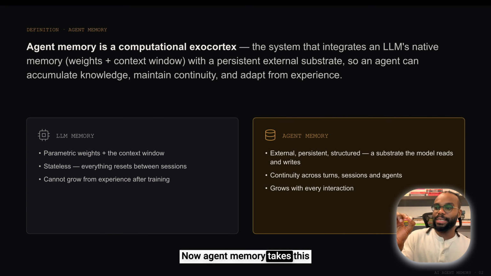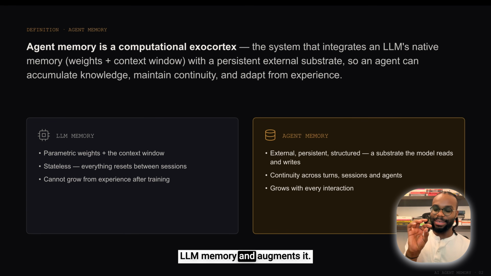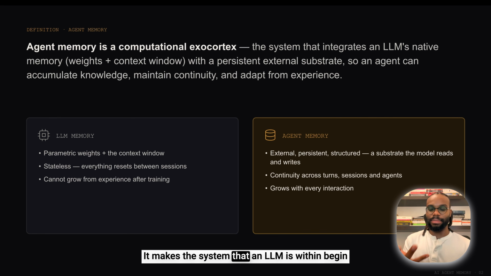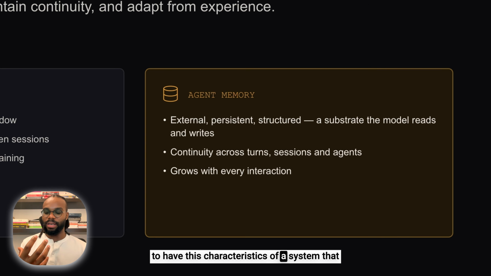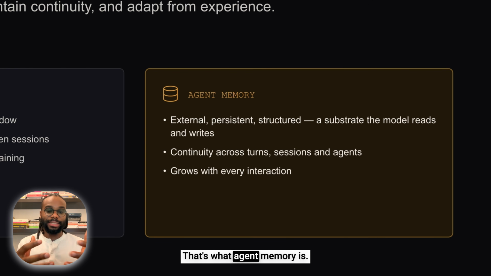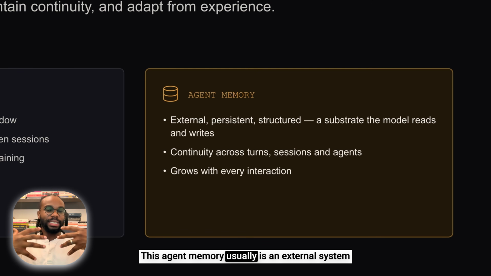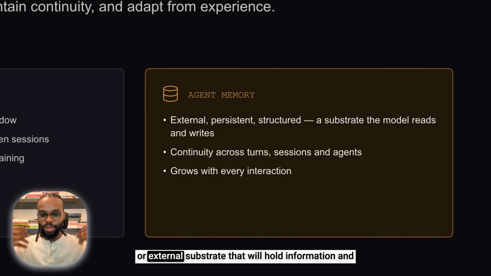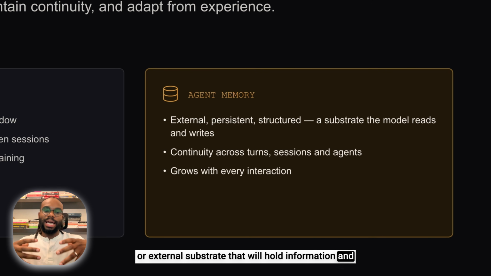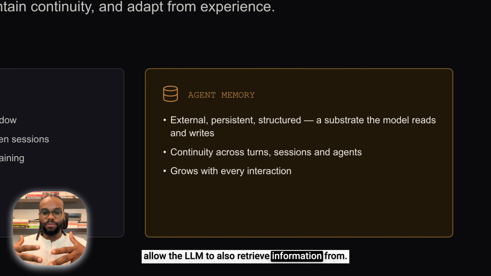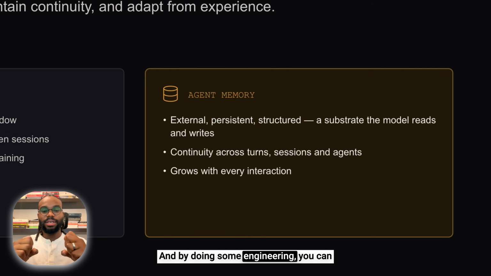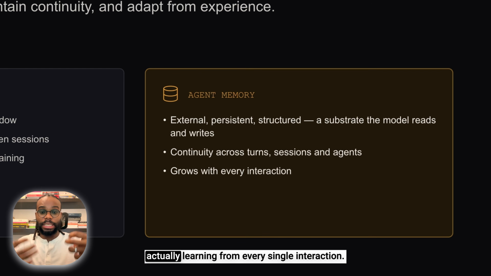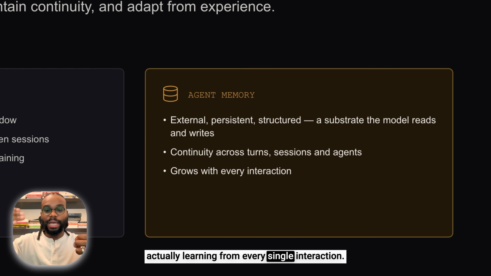Now, agent memory takes this LLM memory and augments it. It makes the system that an LLM is within begin to have the characteristics of a system that learns from information that is provided to it. That's what agent memory is. This agent memory usually is an external system or external substrate that will hold information and allow the LLM to also retrieve information from it. And by doing some engineering, you can create a system that looks like it's learning from every single interaction.